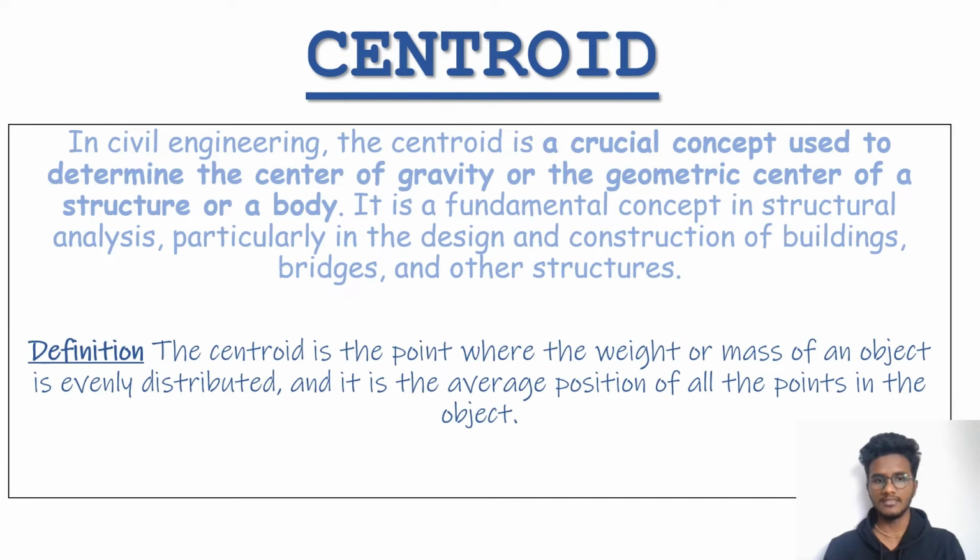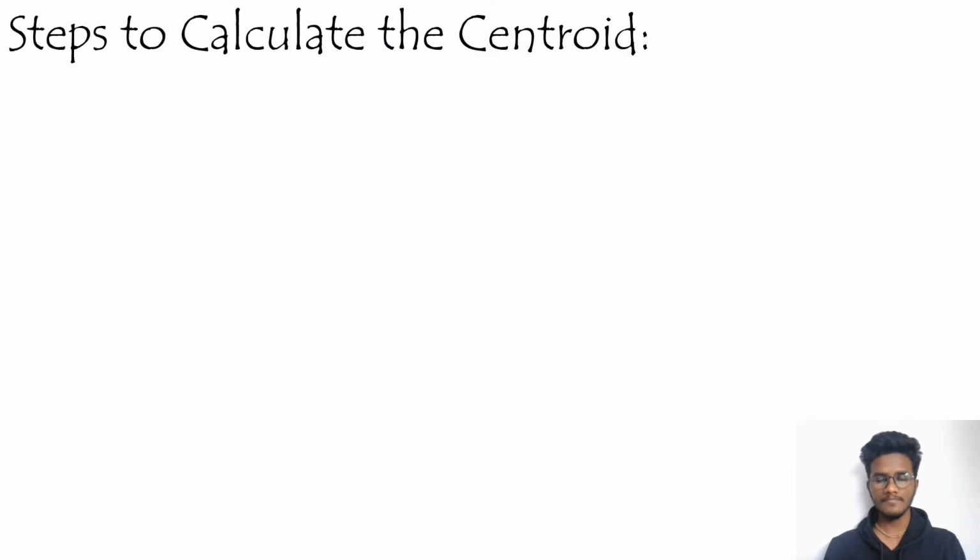Definition of centroid. The centroid is a point where the weight or mass of all objects is evenly distributed and is the average position of all the points in the object. In this video, we will learn how to calculate the centroid of any given problem. Steps to calculate the centroid.